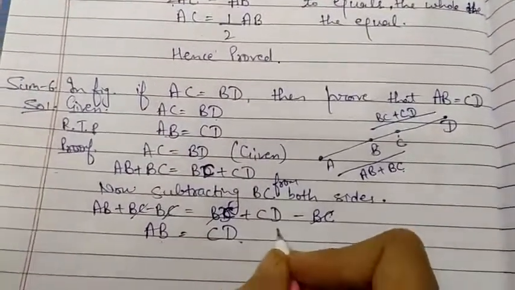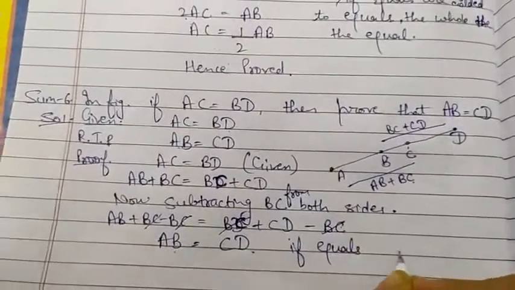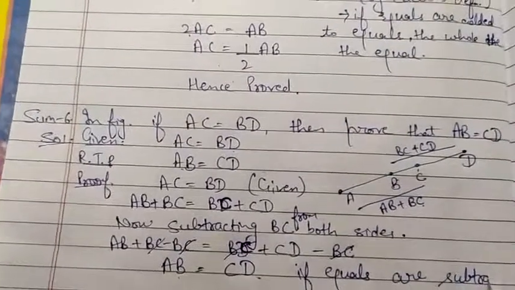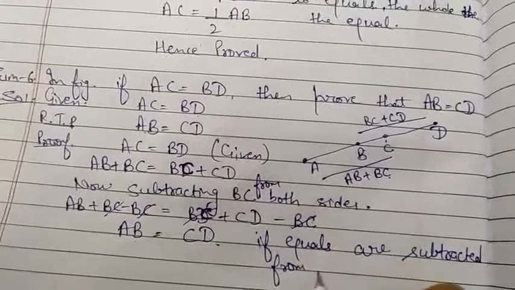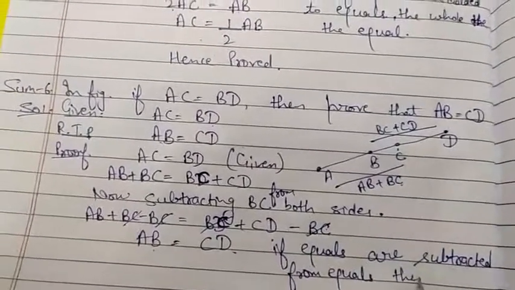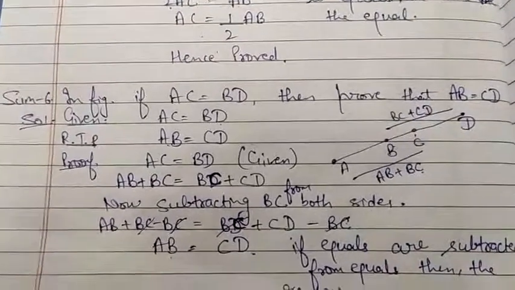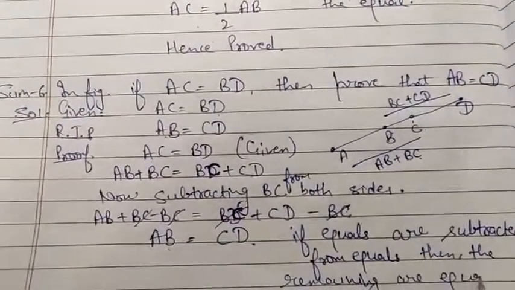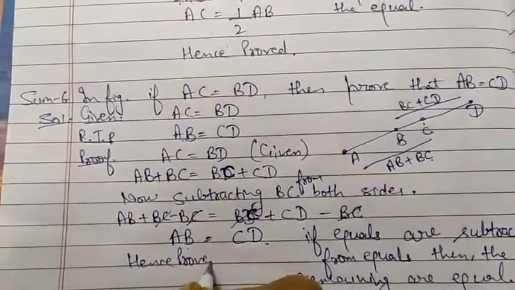That is by Euclid's axiom, if equals are subtracted from equals, then the remainders are equal. Hence proved.